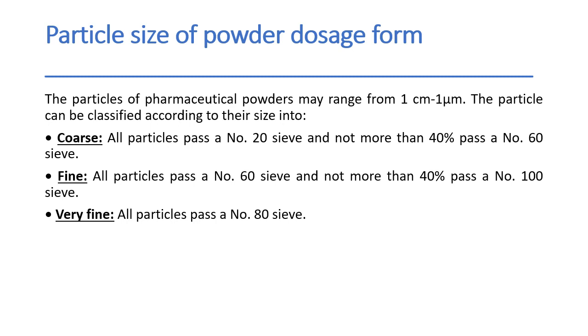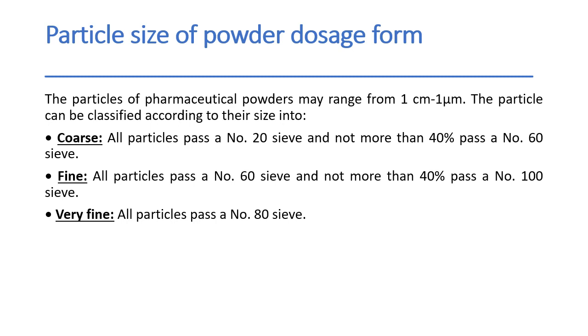The particle size of a powder dosage form may range from as big as 1 centimeter to as small as 1 micrometer. According to the particle size, powders can be classified into coarse powder, where all the particles can pass through a number 20 sieve, and not more than 40% of the powder will pass through a number 60 sieve.